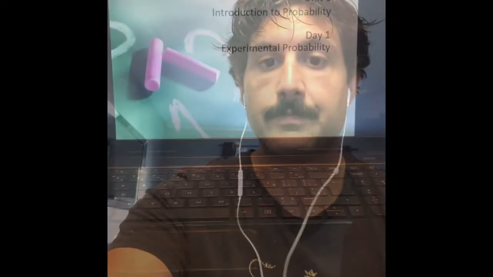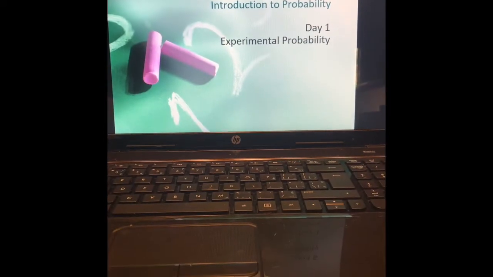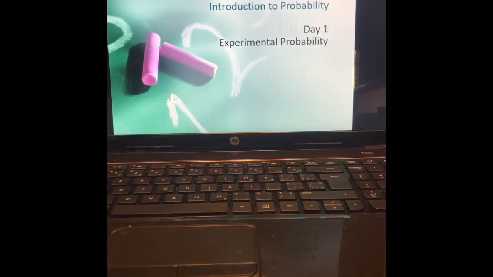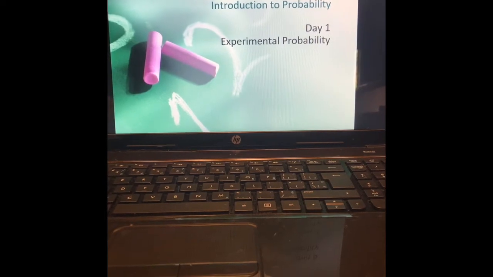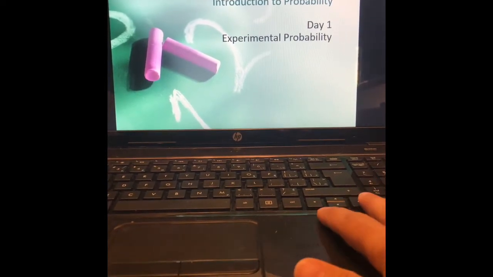We're going to start with probability. And so here's the lesson. Okay, so there's going to be 3 lessons on probability. There's 3 days of lessons on probability. Here's day 1. Experimental probability is the first.